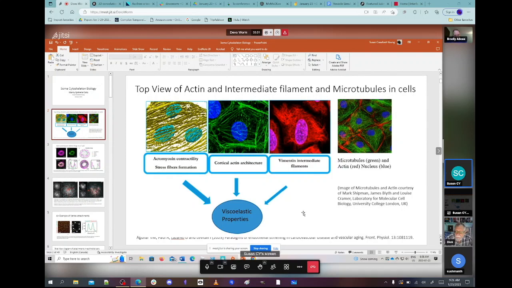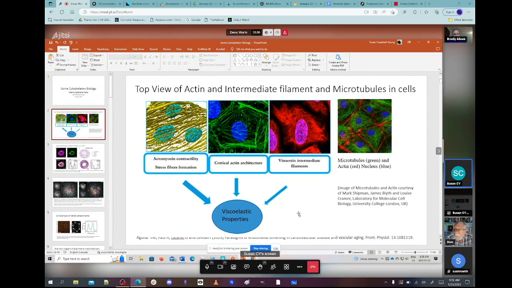Is this for a presentation somewhere? Yes. Okay. You might emphasize that the one that's labeled cortical actin architecture is at the apical surface of the cells. Okay. Top view. Yeah, top view. So this is a top view of actin, intermediate filaments, and microtubules.